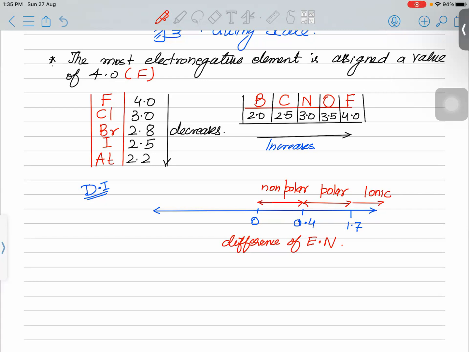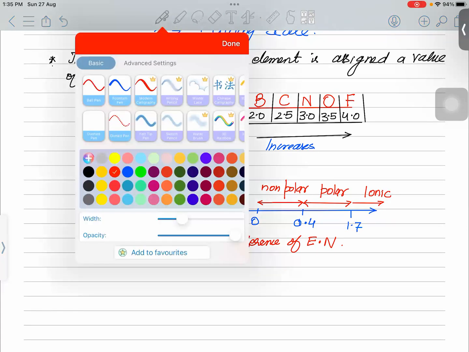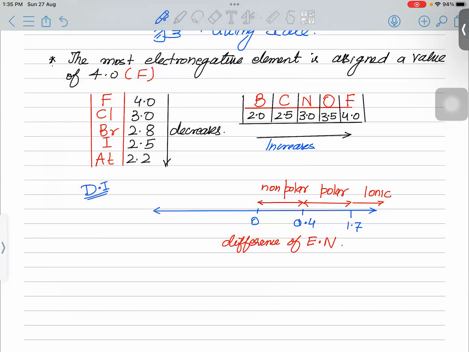Are you getting my point or not? Yes, sir. Now look at this example. Then we will decide what is ionic, what is covalent, right? Non-polar and polar both mean covalent. All are covalent. Now look at the example HCl. Now find the electronegativity difference.